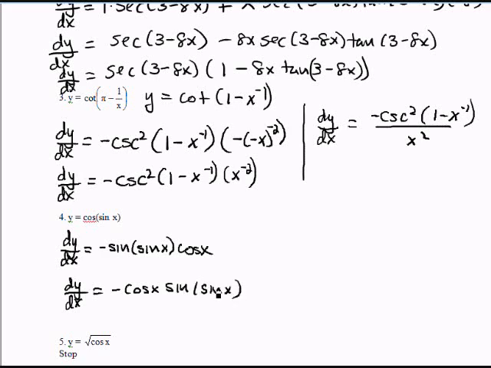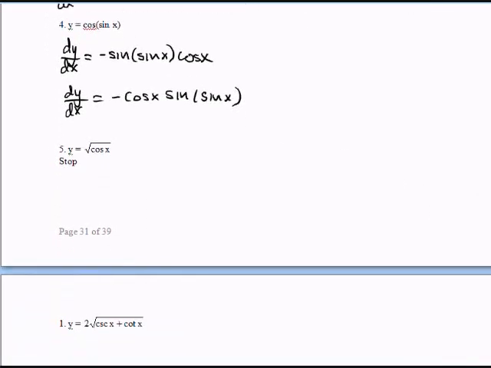Sine of sine x is not sine squared. Sine squared x is sine x times sine x, but this is the sine of the sine x.